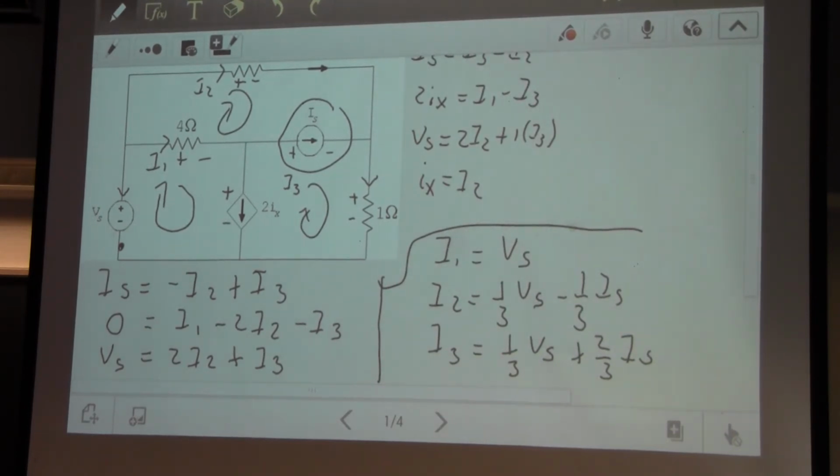So let me then write down the superposition principle.